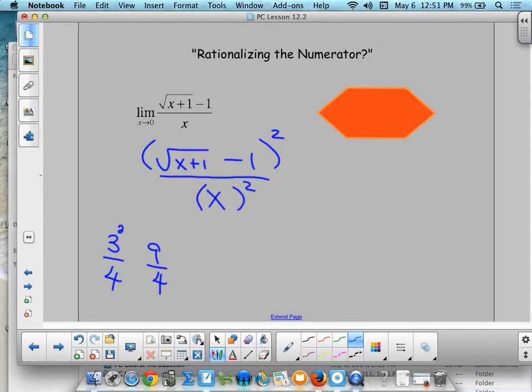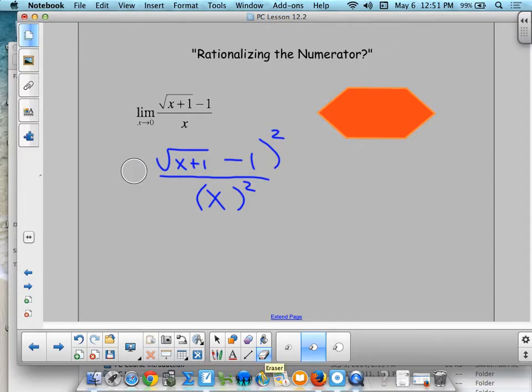But Corey, I got to tell you something. If you did this, you'd have to FOIL this out, and guess what would happen? You'd have even more square roots. You'd have a really ugly function, even more ugly than this. So, Corey, good guess, but not quite what we're looking for.